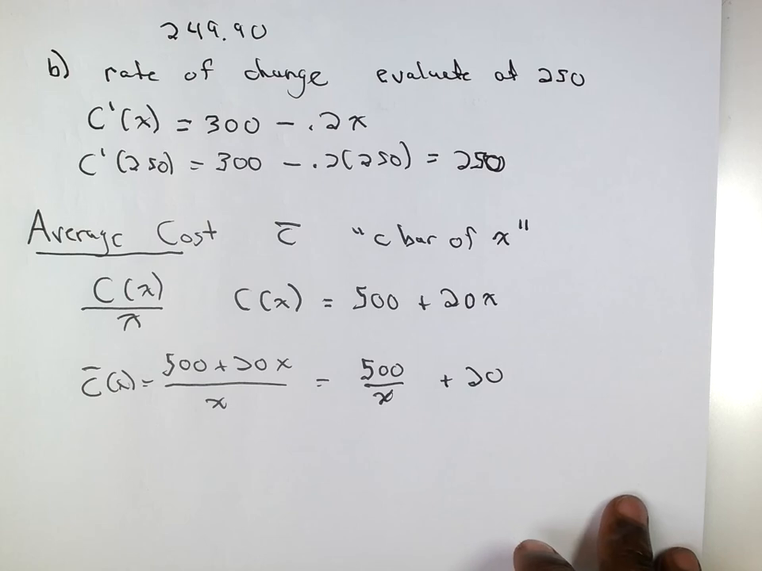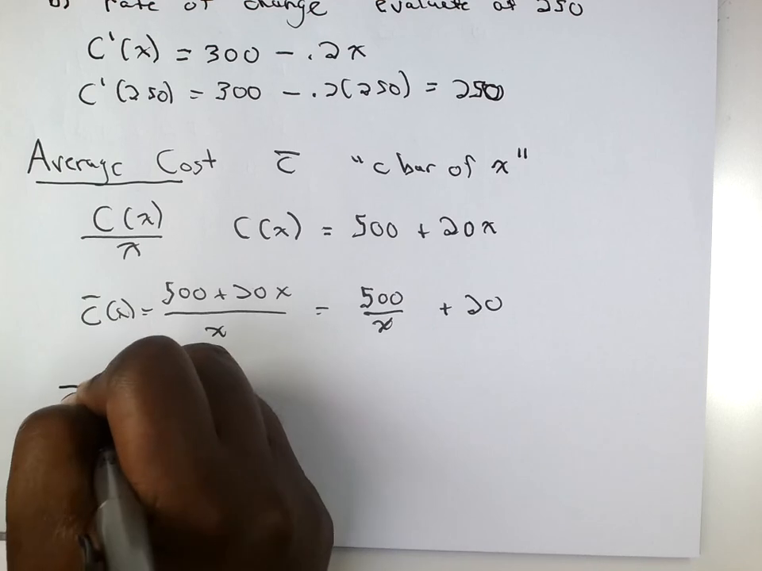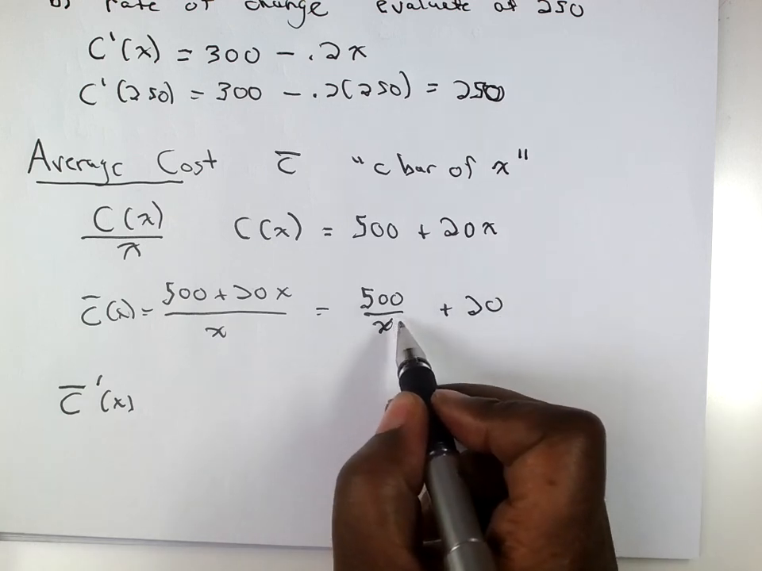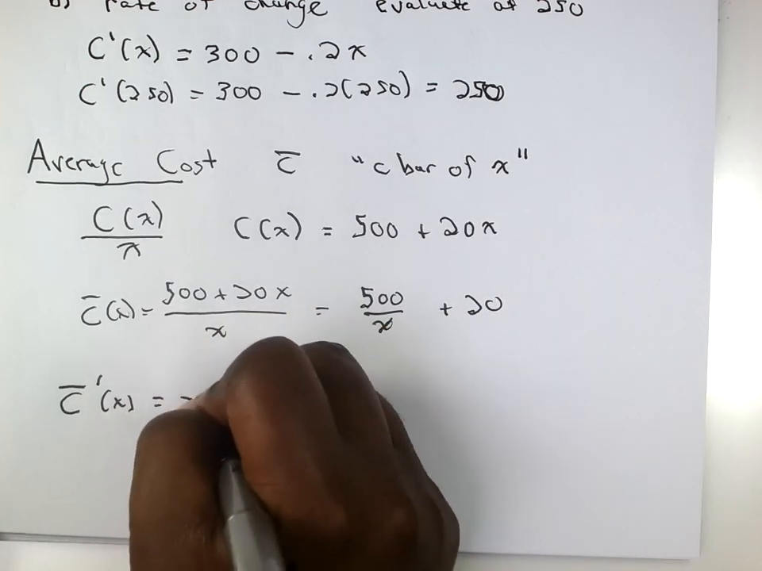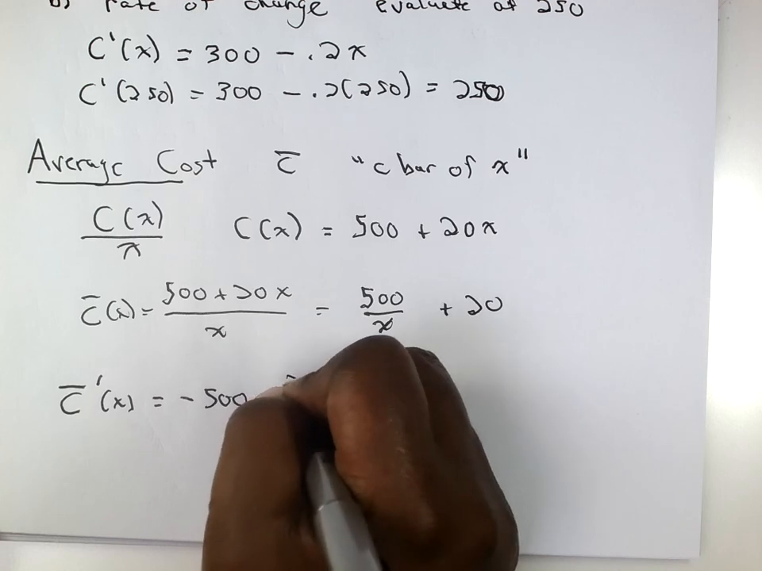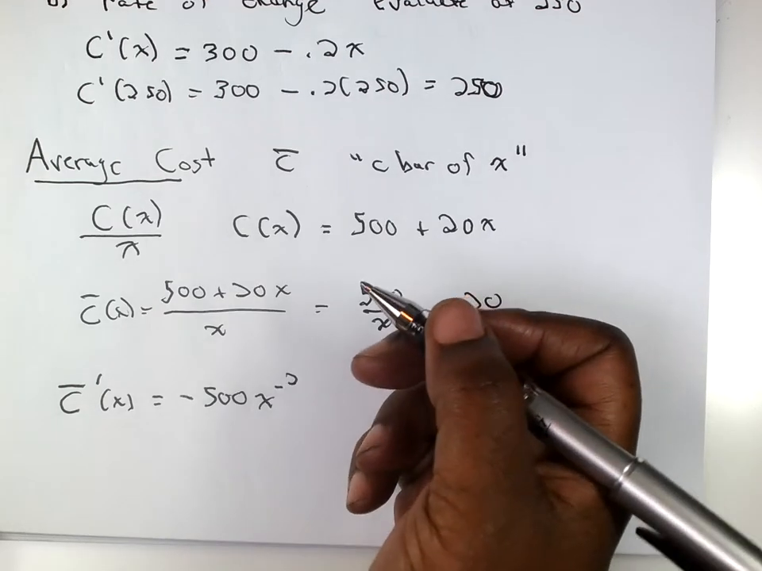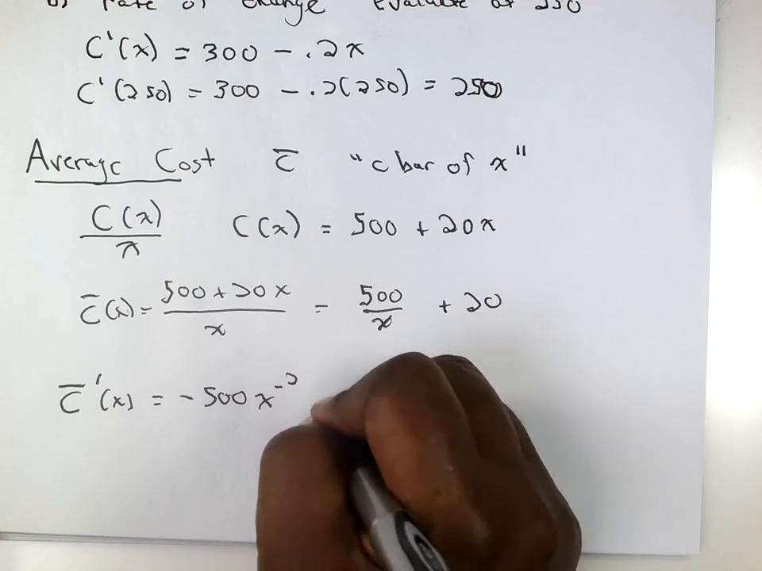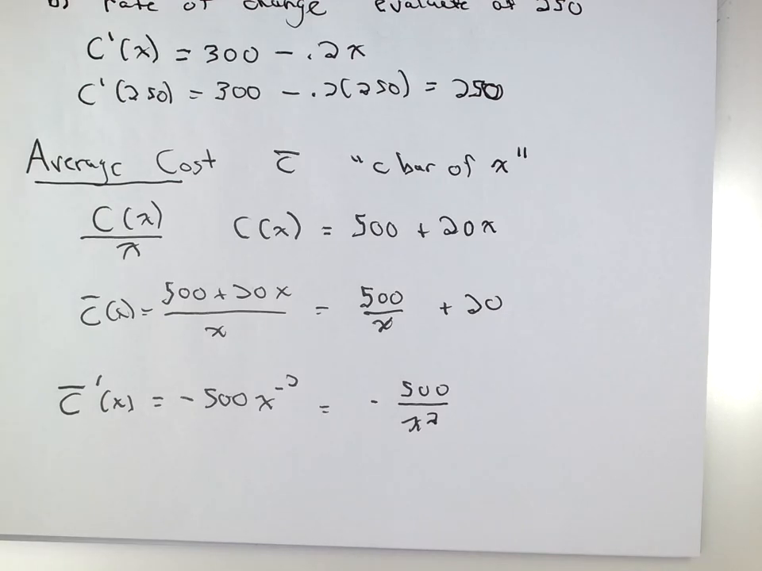Well, I want to know the marginal average cost as well. So to do that, I need to find C bar prime, because that's the derivative that I'm going to use. So remember, this x on the bottom is the same as 500x to the negative 1. So when you think of it that way, then that negative 1 comes out front, and it becomes the negative 2 power, and the derivative of 20 is just 0. So the marginal average cost is given to us by this equation, just negative 500 over x squared.